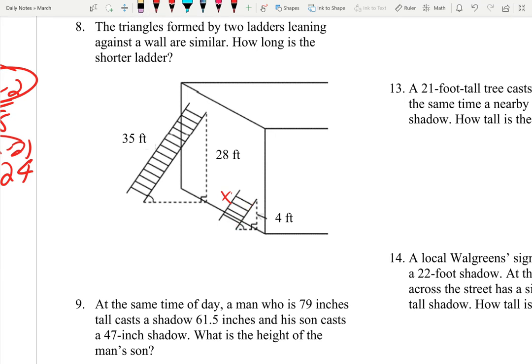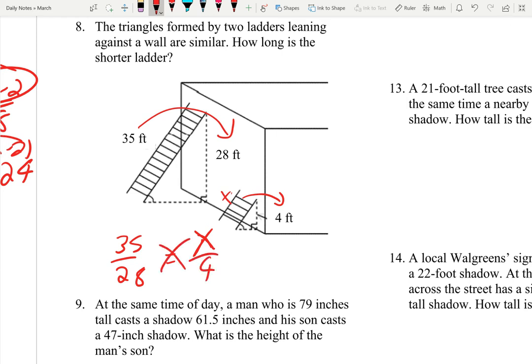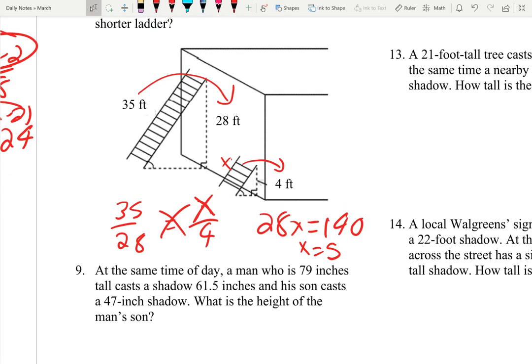So we just have to, again, set up our proportions and cross multiply. So let's say 35 goes with 28, as x goes to 4. So now just cross multiply, solve like we've been doing. So we'll have 28 times x to be 28x, and 35 times 4, which is 140. So divide by 28, and we end up with x equal to 5. So the ladder is 5 feet long.